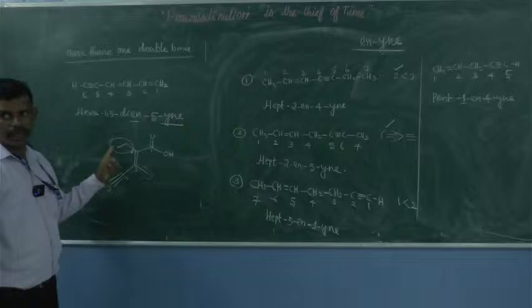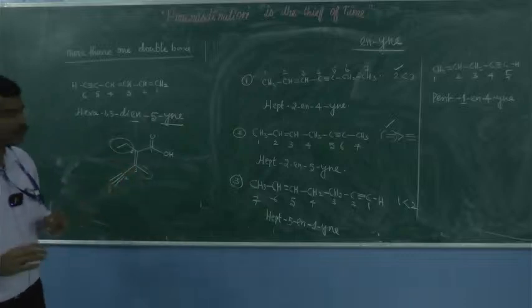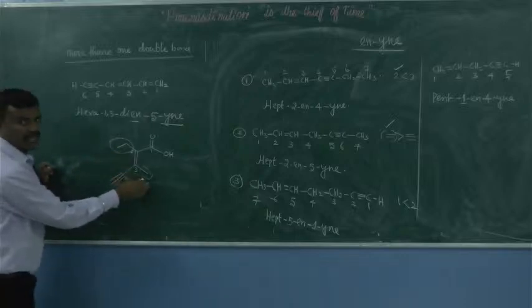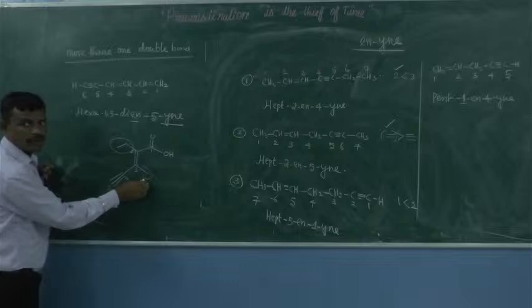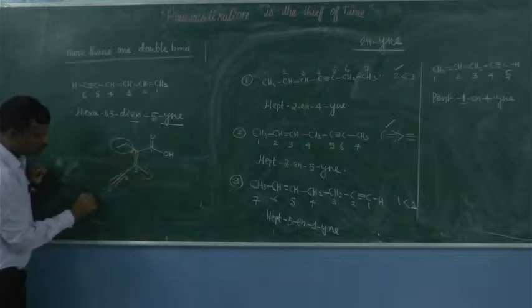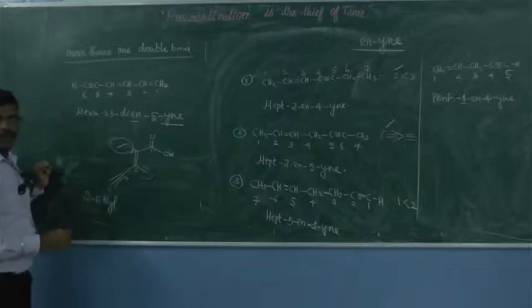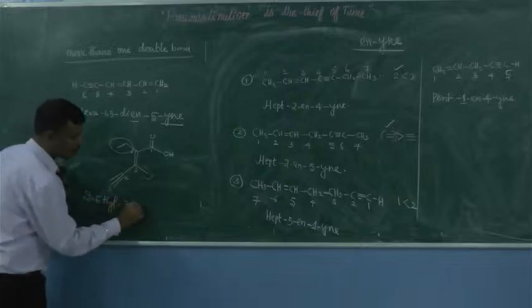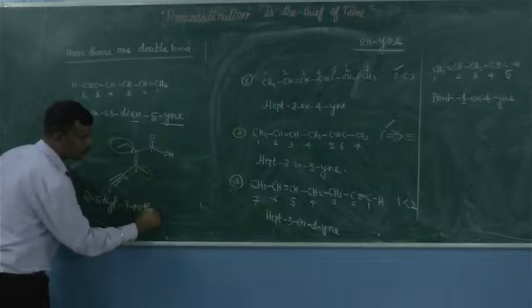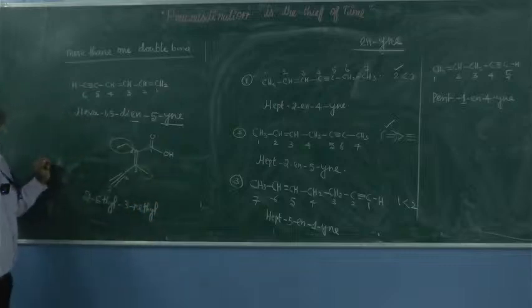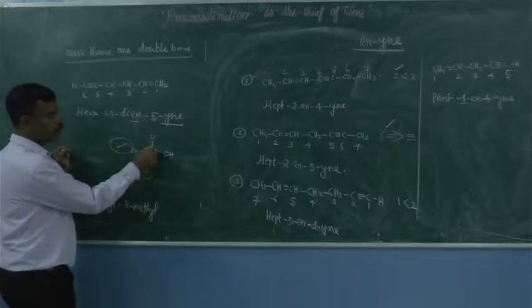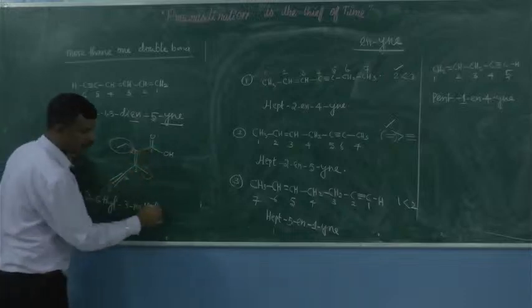What substituents are there? Methyl, ethyl. So arrange the substituents alphabetically. Which comes first alphabetically, methyl or ethyl? Ethyl. What is its position? 2. So 2 ethyl. 3 methyl. Is it clear? Total number of carbon 1, 2, 3, 4, 5. So pent.